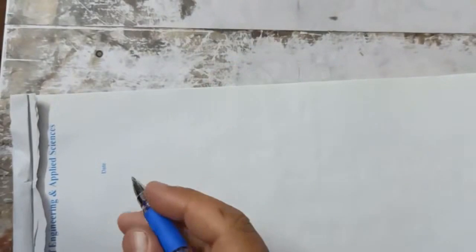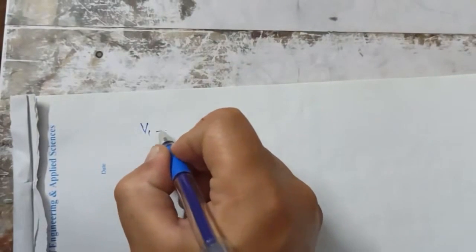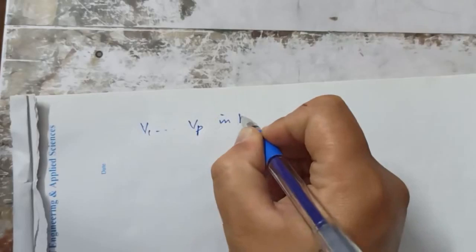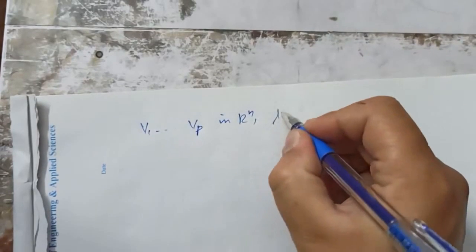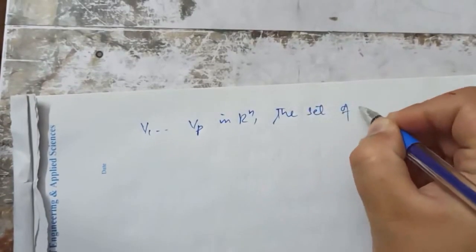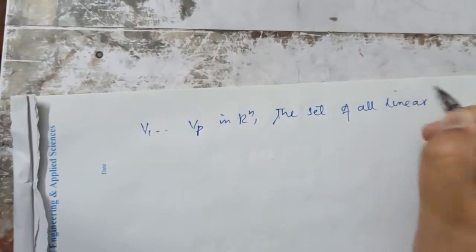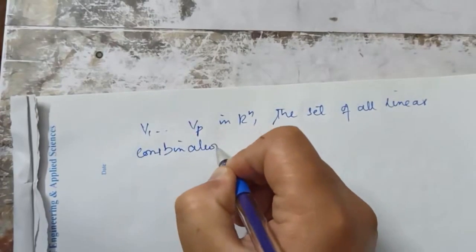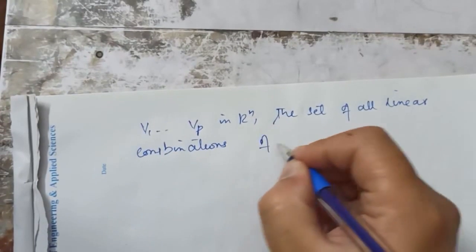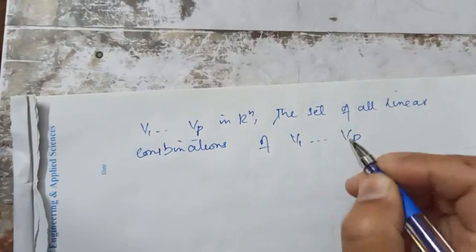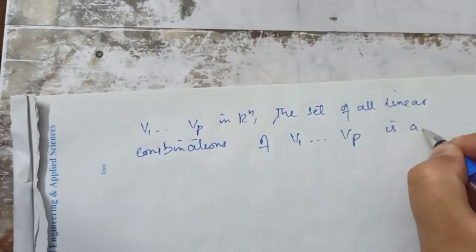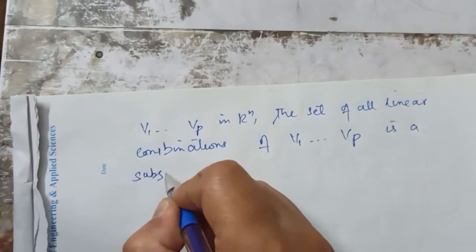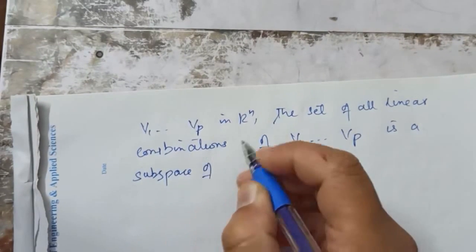So we can now generalize this: for v1 to vp in R^n, the set of all linear combinations of v1 to vp is a subspace of R^n.